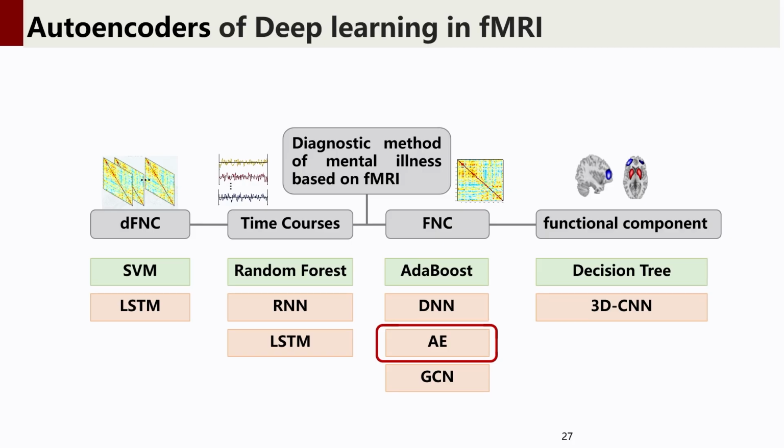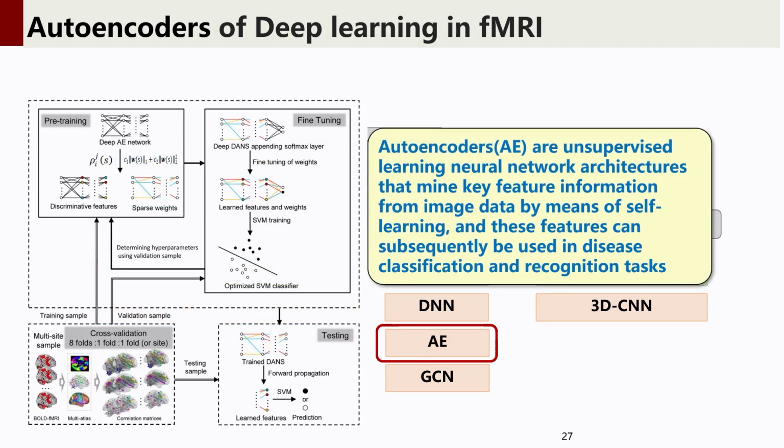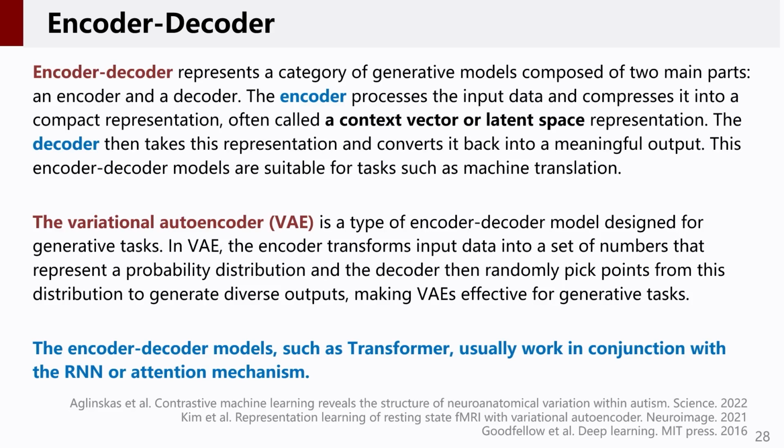And next is autoencoder. Autoencoders are unsupervised learning neural networks that could mine the key information from imaging data by means of self-learning. And these features can subsequently be used in disease classification and recognition. The autoencoder usually has two parts, encoder and decoder. The encoder processes the input data and compresses it into a compact representation, which we often call a context vector or latent space, while the decoder will then take this representation and convert it back to a meaningful output.